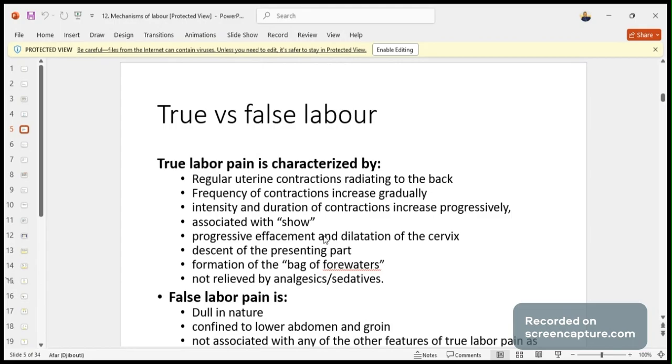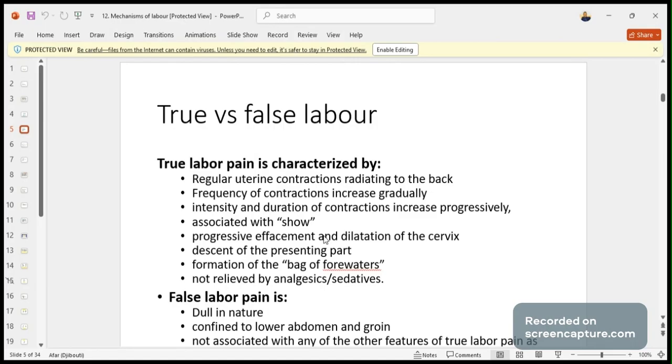Still true labor is the progressive effacement and dilatation of the cervix. So the dilatation, as I told you, is supposed to go from 0 to 10 centimeters. Nurses normally use their fingers; one finger is 1 centimeter. So when they do vaginal examination, when the mother is brought inside the labor ward, they do VE, vaginal examination, to determine the cervical dilatation. This is when you can be told to go and walk around as a mother. Keep on walking, jog yourself as you wait for the cervix to be fully dilated.